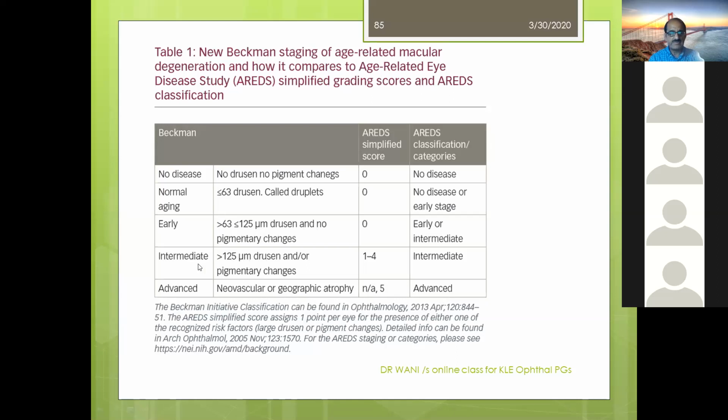Then intermediate disease is when there are large drusen and/or pigmentary changes. So there can be only large drusen, or only pigmentary changes, or both. And advanced disease is when there is a CNV or geographic atrophy. They do not mention whether it involves the fovea or not, but it usually involves the fovea.